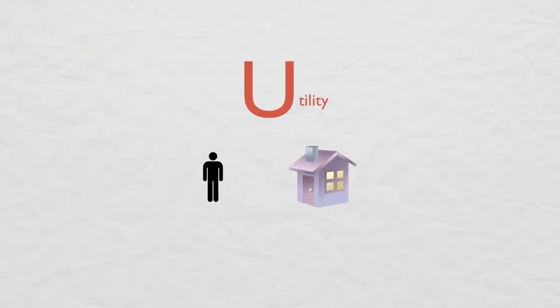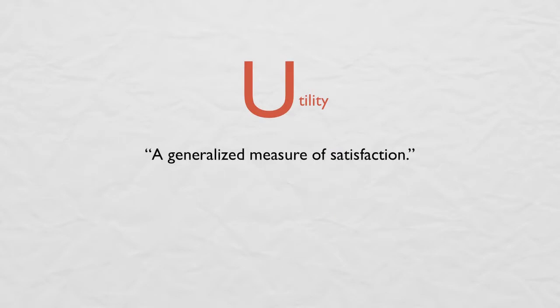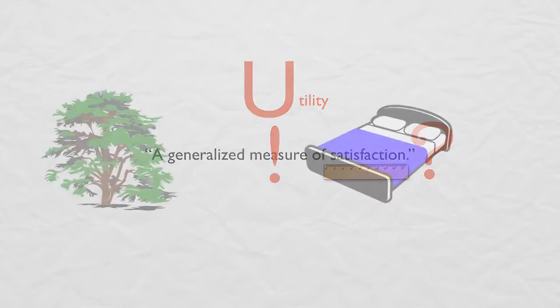For now, let's focus on utility. Utility is a generalized measure of satisfaction. Now, you might be thinking to yourself, wait, you can't measure satisfaction. Satisfaction has no units. That's right, you can't. So that's why utility is an ordinal measure of satisfaction rather than a cardinal one.